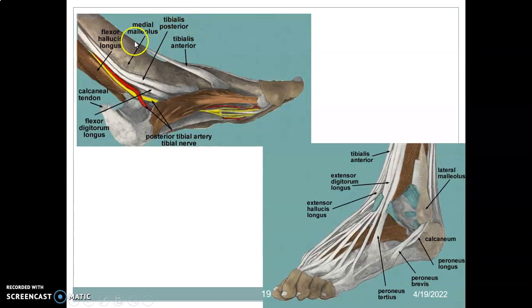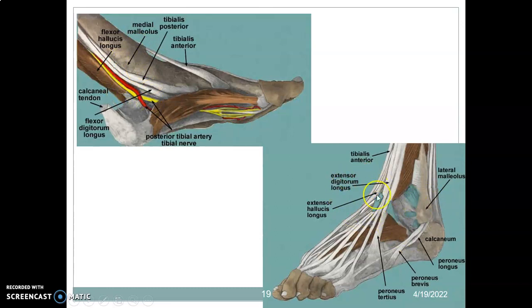Tibialis posterior, flexor digitorum longus. Okay, then artery, vein, and nerve, posterior tibial artery and vein, and tibial nerve, and then flexor hallucis longus. So those are the structures from anterior to posterior within the tarsal tunnel, or the medial relations of the ankle joint, the structures in the tarsal tunnel.